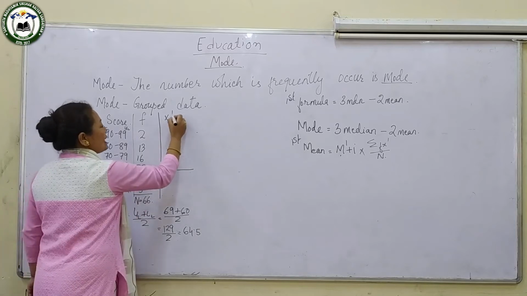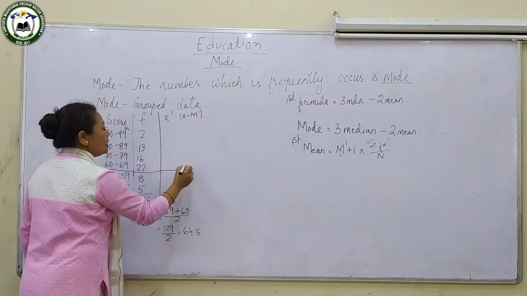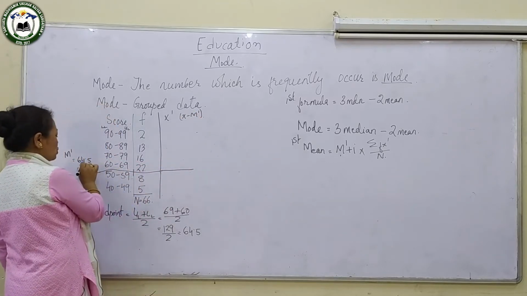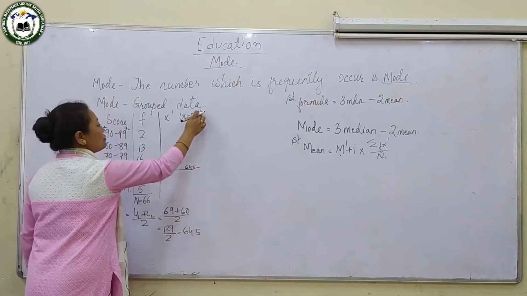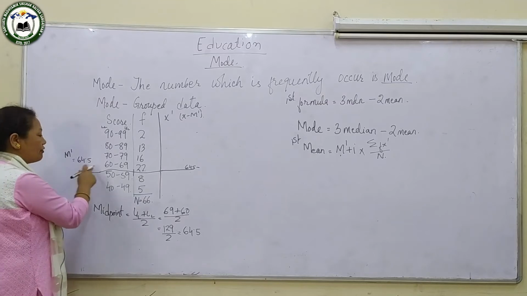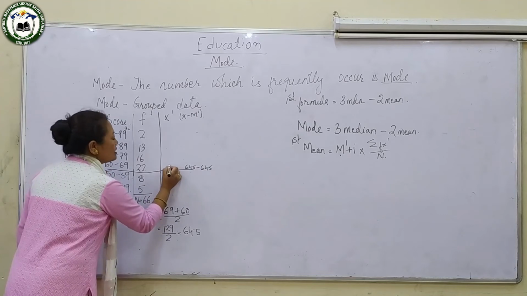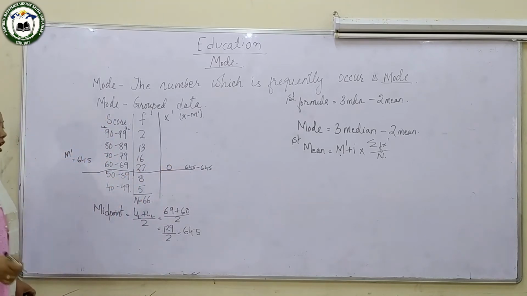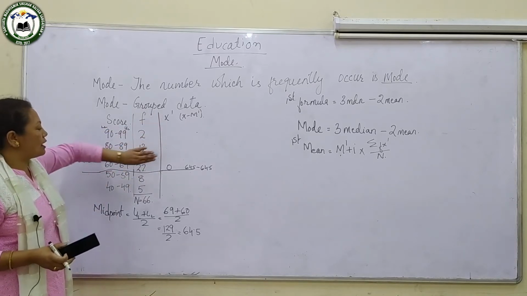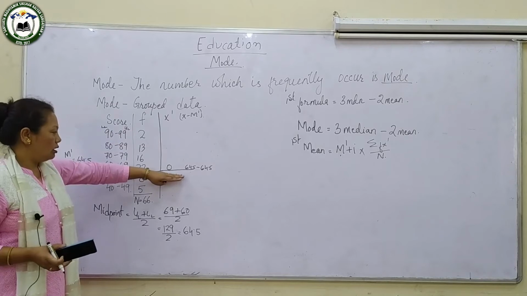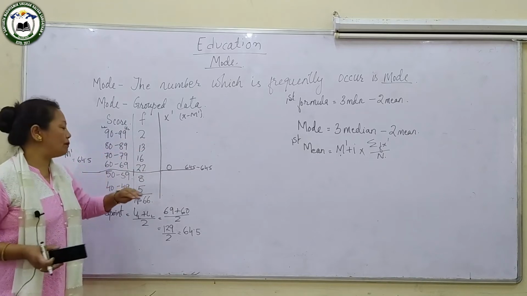Okay. Now, in the x dash, what we have done is, x dash means x minus m dash. Okay, so x is my score, that is the midpoint, 64.5, minus my m dash, which is also 64.5. So you'll get 0 over here. Now, you have to find out whether the frequencies above are plus or minus.